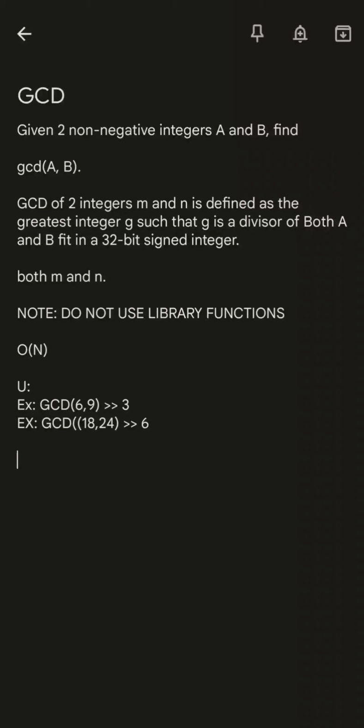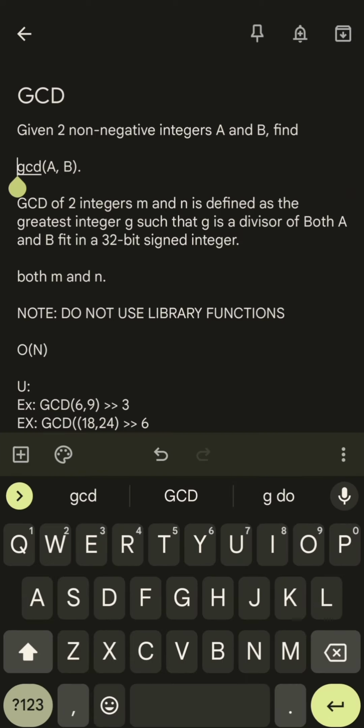Alright, in this video we'll be going over the GCD, greatest common denominator, problem. To start off, here's the problem description. Given two non-negative integers, a and b, find the GCD of a and b, the function that we have right here. The greatest common denominator of two integers, m and n, is defined as the greatest integer g such that g is a divisor of both a and b and fits in a 32-bit signed integer.